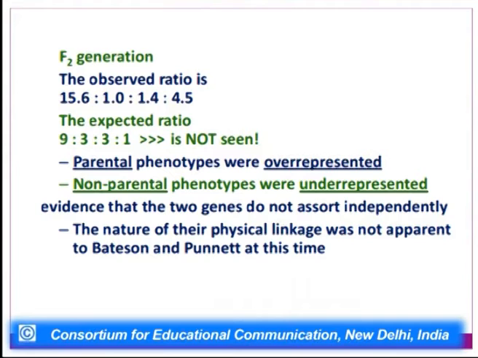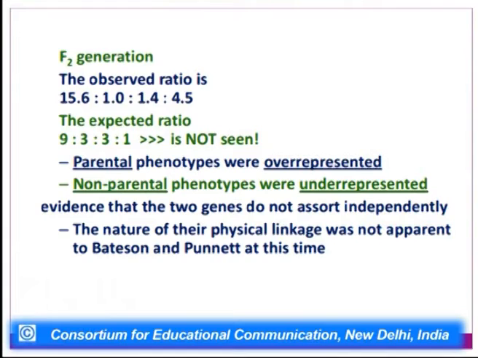The evidence that the two genes do not assort independently was there. So it was basically pointing to the fact that the two genes, or the two traits, the flower color and the shape of the pollen, were not independently assorting. The nature of this physical linkage, however, was not apparent to Bateson and Punnett at that time.